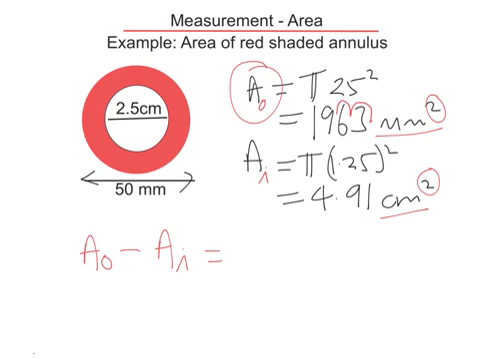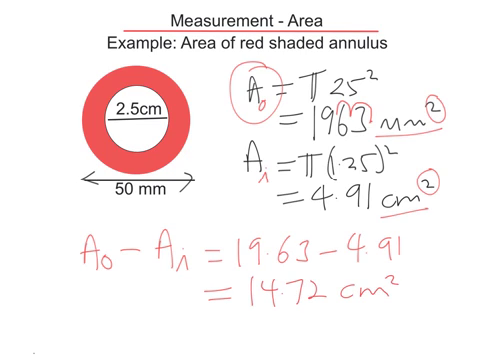So that means I've got 19.63 minus 4.91, and the answer to that is 14.72 centimetres squared. Let's round that off to 2 places, because we only had 2 places in both of these numbers up here, so that would be 15 centimetres squared.